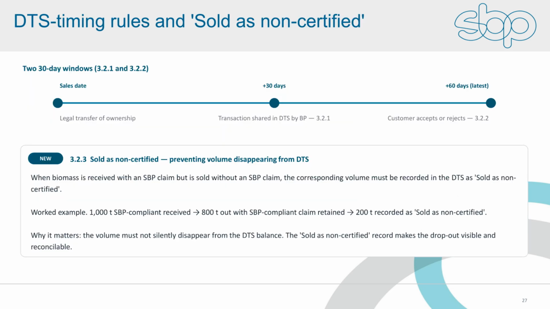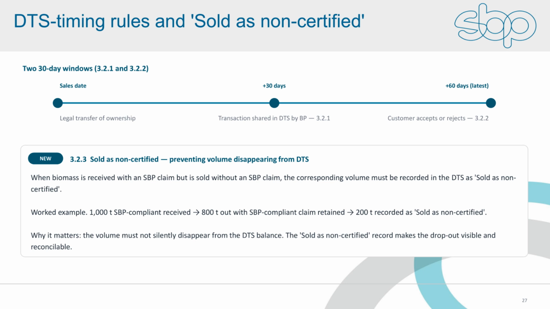2 30-day windows from 3.2.1 and 3.2.2. From the sales date, the legal transfer of ownership, the BP has 30 days to share the transaction in the DTS. The customer then has another 30 days to accept or reject. So the latest a transaction can be open is 60 days from sales date. And 3.2.3, the sold as non-certified rule, is designed to prevent volume from quietly disappearing from the DTS. When biomass is received with an SBP claim but sold without one, the corresponding volume must be recorded as non-certified.